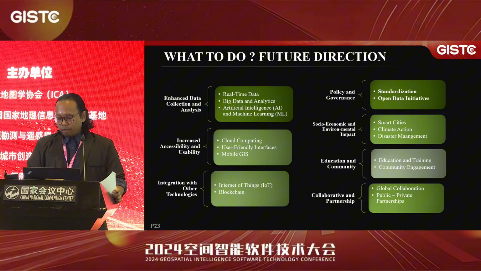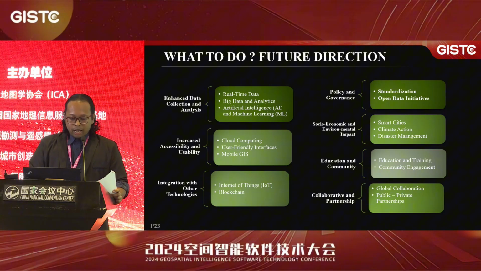The future of Geographic Information Systems in Sustainable Development Goal (SDG) work is actually very promising, with numerous trends and technology advancements poised to enhance its impact. Here are some key future directions. We shall enhance data collection and analysis; real-time data and also artificial intelligence are already available and ready to be implemented. For increased accessibility and scalability, cloud computing, user-friendly interfaces, and mobile GIS are already available to be used.